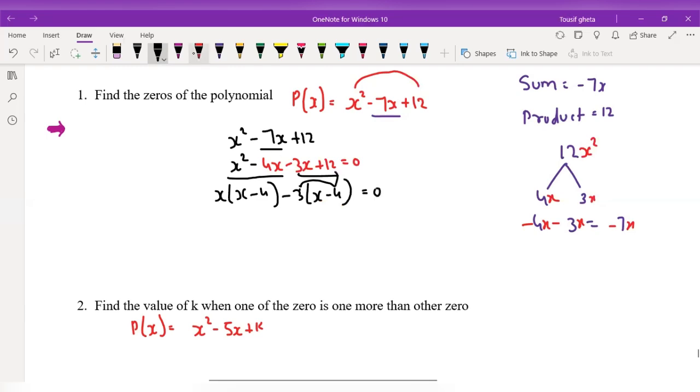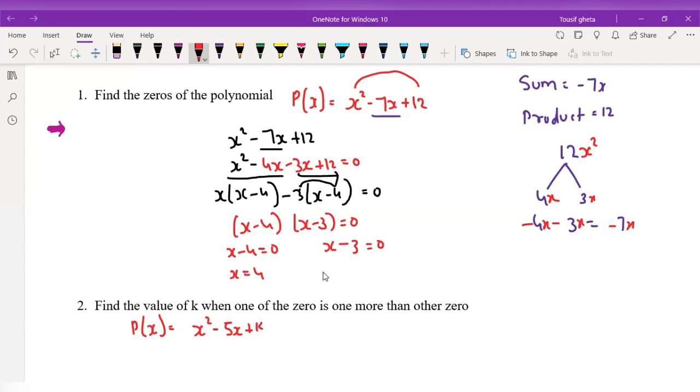What is common? The common factor is x minus 4 and the remaining factor is x minus 3, equal to 0. So x minus 4 equals 0 gives one of the roots as 4, and x minus 3 equals 0 gives x equal to 3. Therefore, the roots are 4 and 3. Okay. This was asked for 2 marks in the recent board exam, last year's board exam. So let's go with the next problem.